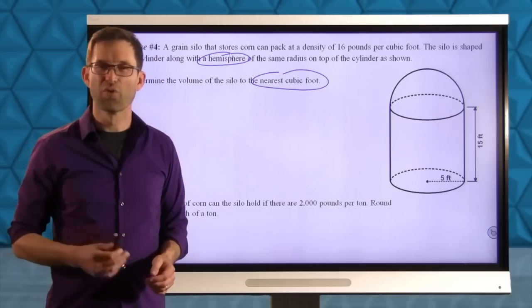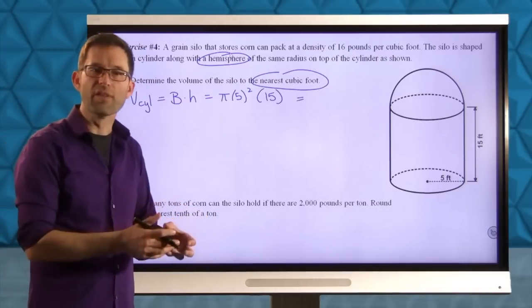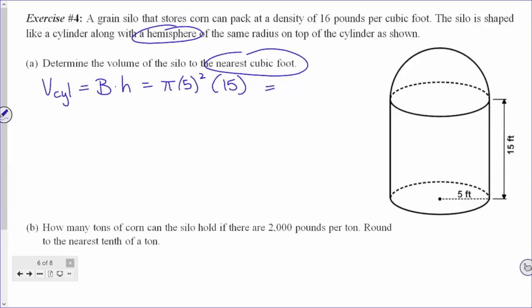All right, let's go through it. So basically, the volume of the cylinder is going to be the base area times the height. The base area is that circle, pi times 5 squared, times its height, which is 15. And again, we could work this out or we could leave it that way. It's kind of up to you. Or we could leave it even in terms of pi. That might be kind of nice.